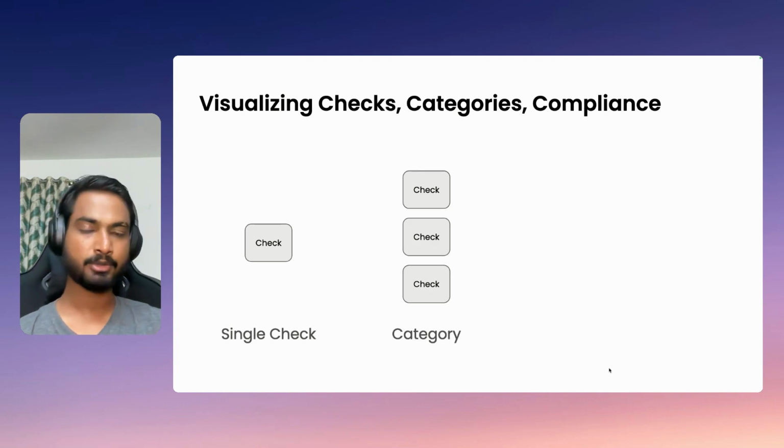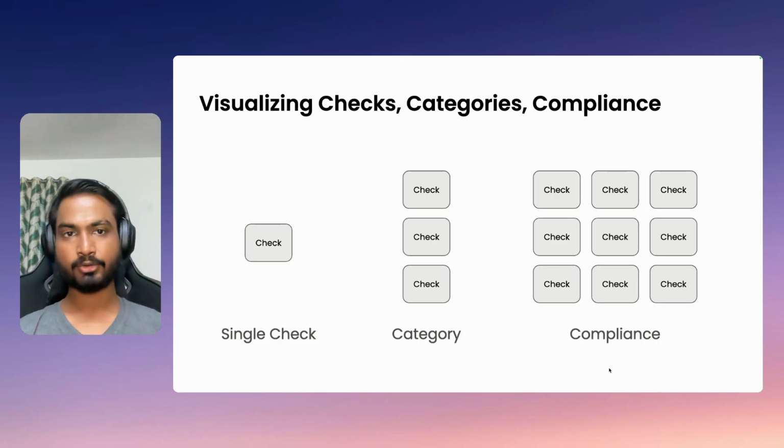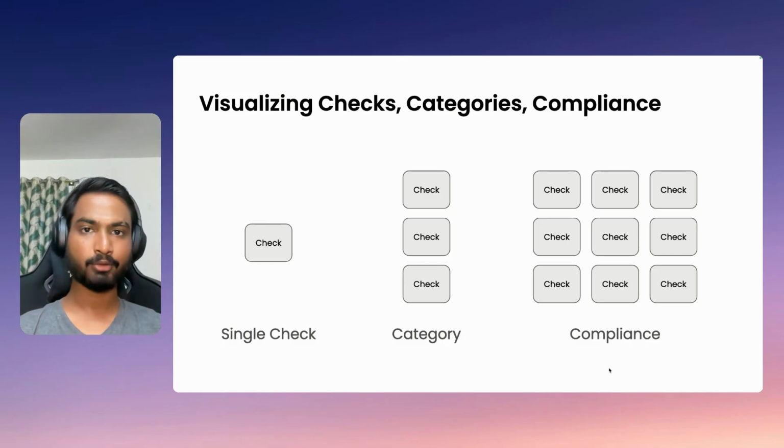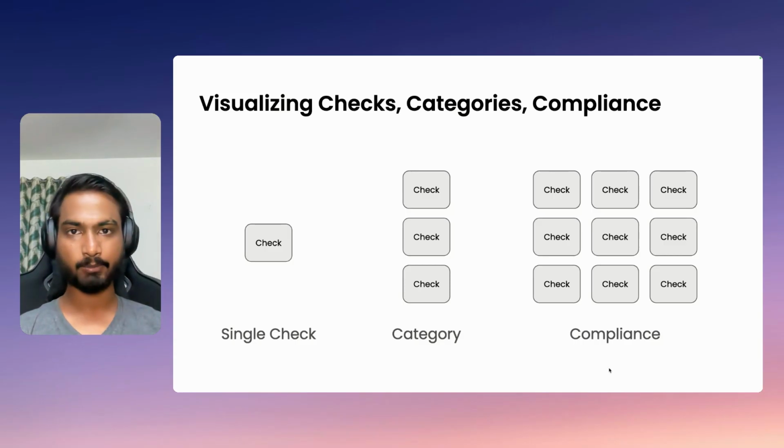Now there are categories. Categories are a bunch of related checks that look for a specific thing across services. For example, encryption. Encryption is something that's present across all AWS services, so these checks look just at the encryption part of it. So that's a category. Talking about compliance, that is also like a category, but the focus of compliance framework checks is that it's a group of checks that is looking for the requirements mentioned in a particular compliance framework. So that's about a check, a category, and a compliance framework.